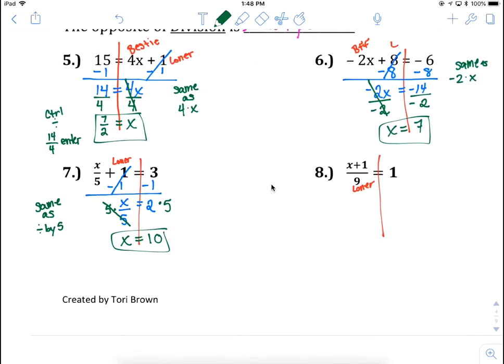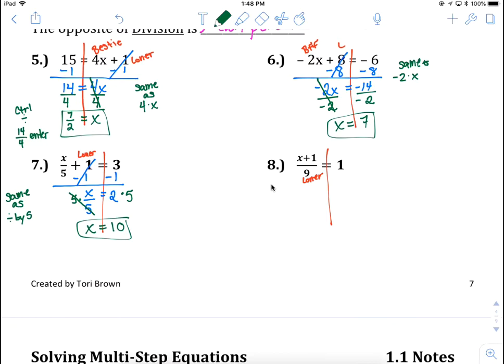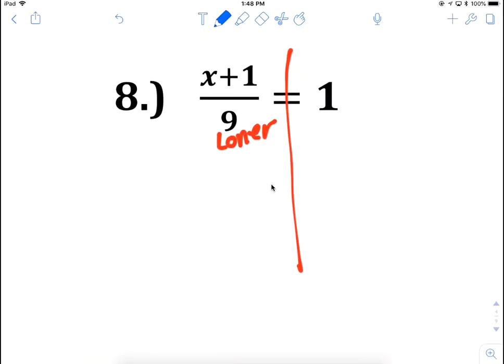Now, number 8 is going to be similar, but it's not going to be the same order because where we start is going to look a little bit different, okay? So let's go ahead and look for who we're going to cancel first on number 8. Number 8, the loner, is the 9 that's in the bottom. And what's that 9 doing? Good, that 9 is dividing, so same as dividing by 9. If we want to cancel out a divide by 9, that means we need to multiply.